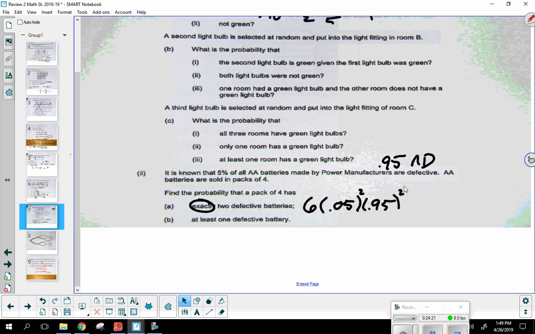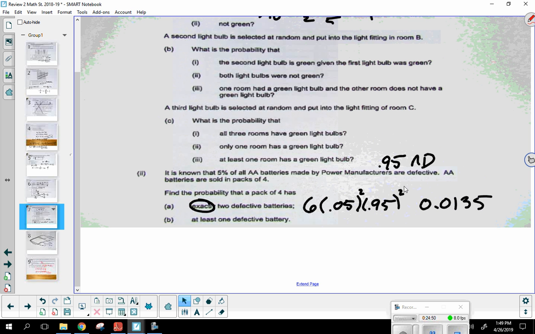Does that make sense? Okay. I mean, what you could do is multiply each of those branches individually and then just take the sum of those 6 values when you finish. Okay. Either way, what I got on this one, what was it? 0.0135. Okay. And then at least 1 defective battery. Okay. At least 1.